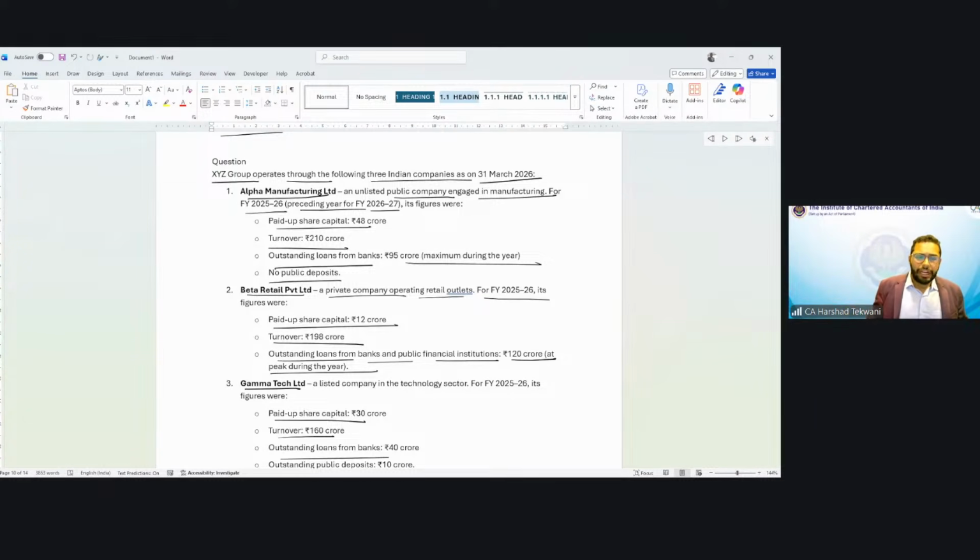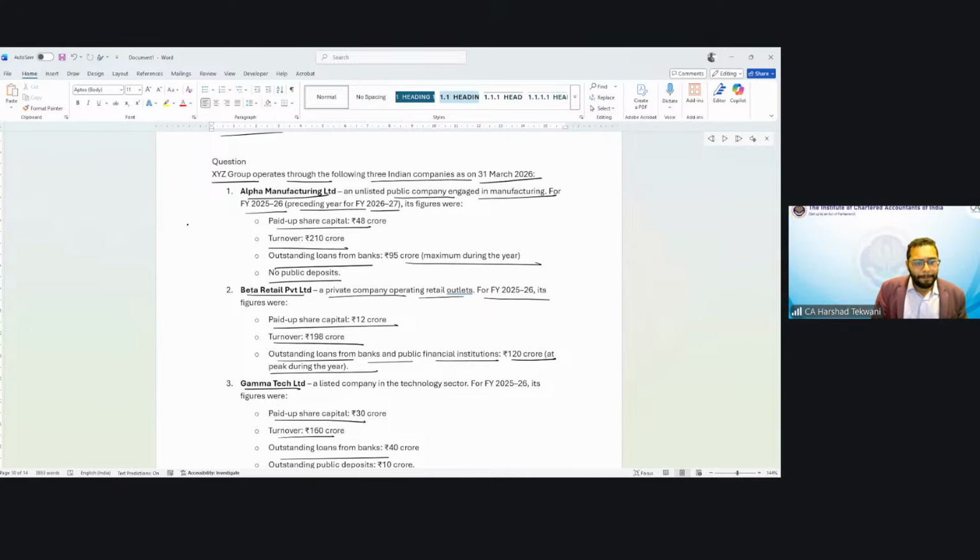So, what are the 4 conditions for the unlisted public company? Sir, paid up capital 50 crore or more during the previous year, turnover 200 crore or more at any time during the previous year, loan outstanding borrowing 100 crore or more at any time during the previous year, deposit, accepting deposit 25 crore or more at any point in time during the previous year.